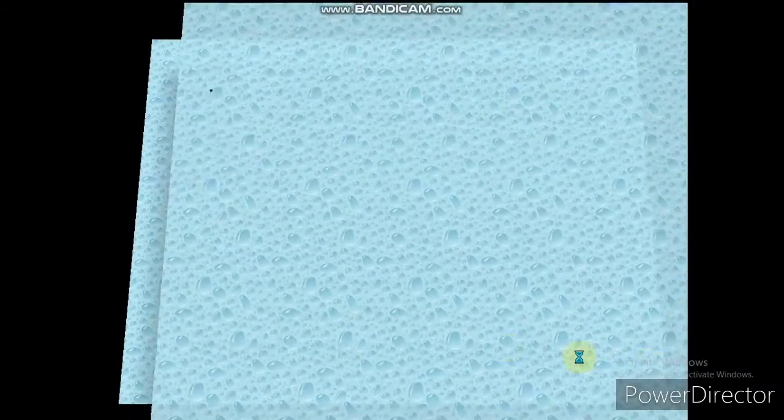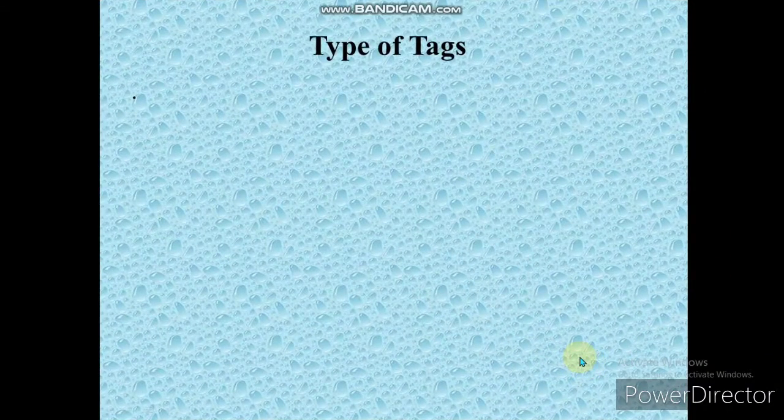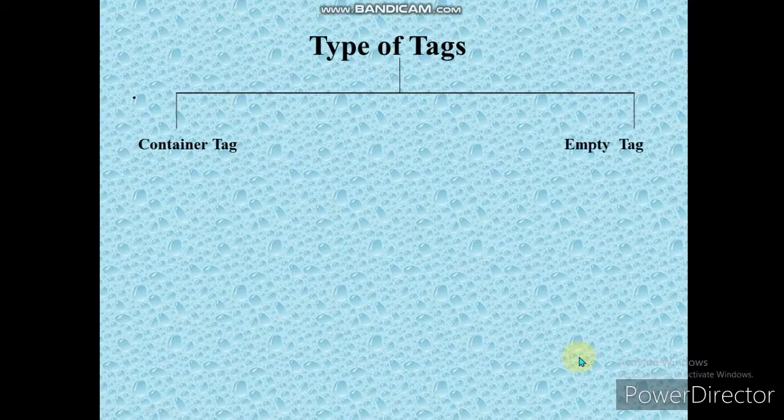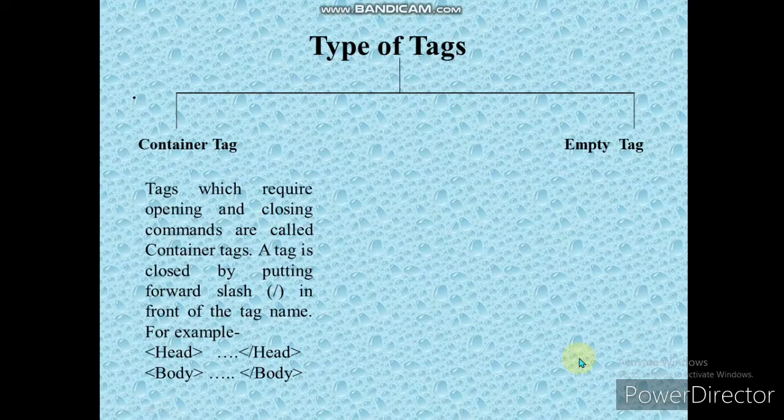Next is types of tags. There are two types of tags: container tag and empty tag. What is a container tag? Tags which require opening and closing commands are called container tags. Tags which are required to be closed are known as container tags.